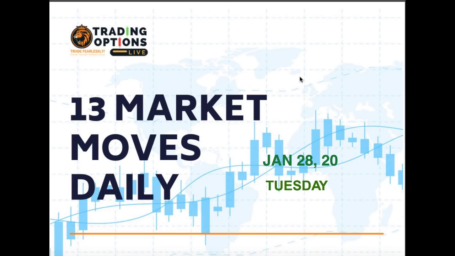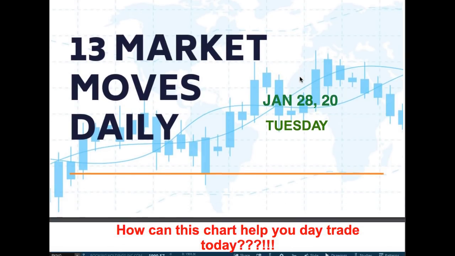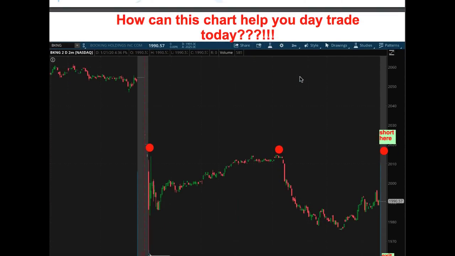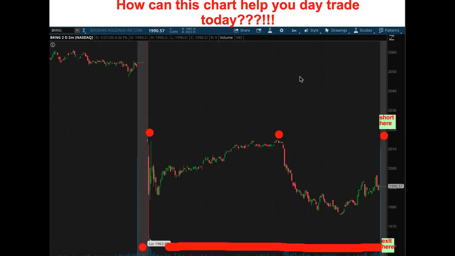January 28th, 2020. You gotta love it, guys, when the market gives you an opportunity like today, a dead cat bounce on a Tuesday. The question of the day: how can this chart right here, guys, take a close look at this chart, how can this chart help you day trade today? That is the question of the day. I'm going to give you a very detailed answer.